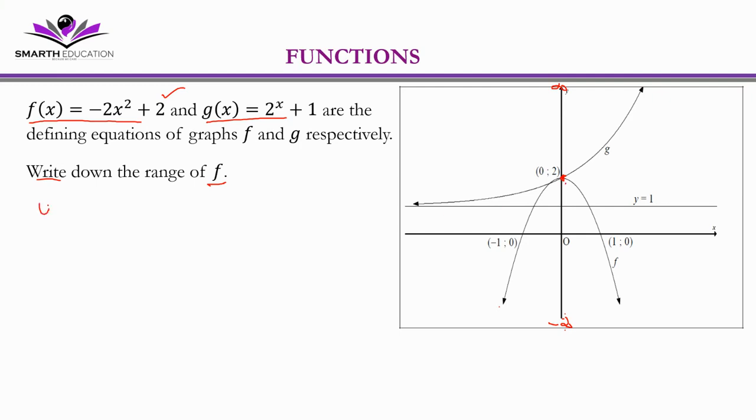So we say y is an element of negative infinity to 2, with 2 included, so we use the square bracket. Or you can say y is less than, it's from 2 going down. So we can say y is less than or equal to 2. That's how you should write that.